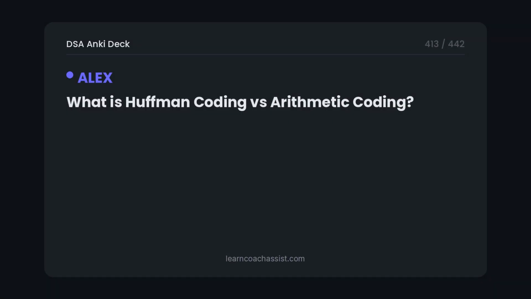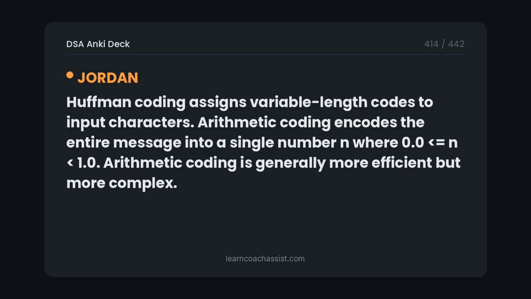What is Huffman coding versus arithmetic coding? Huffman coding assigns variable length codes to input characters. Arithmetic coding encodes the entire message into a single number n where 0.0 ≤ n < 1.0. Arithmetic coding is generally more efficient but more complex.